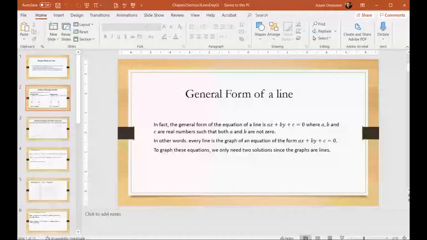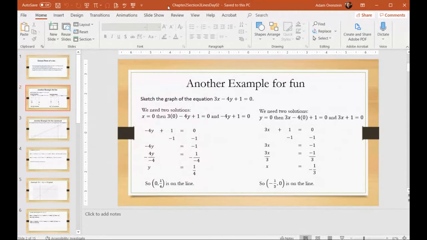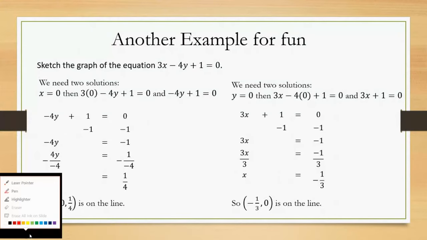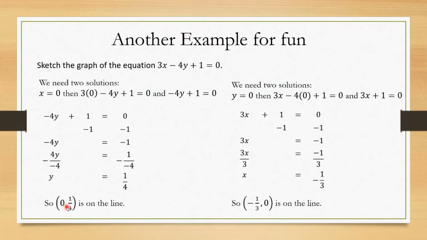I just wanted to double check something, but that's what we end up with. So what this tells us is when x is 0, y has to be 1/4. In other words, this point is a solution, so this point is on the line.